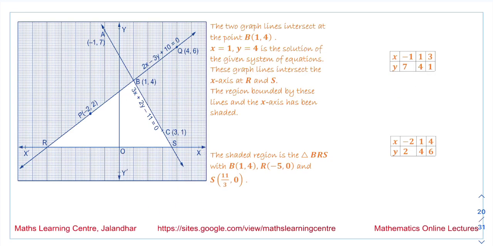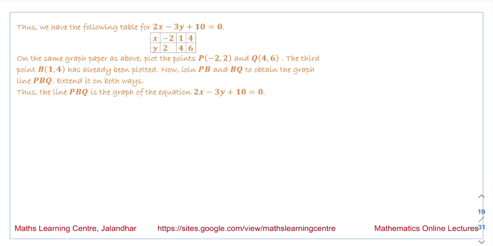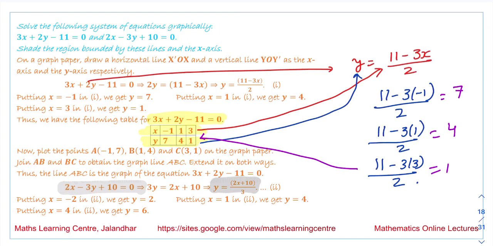Next, similarly for the second equation, 2x minus 3y plus 10 is equal to 0, we get y is equal to 2x plus 10 over 3. We have substituted different values of x: x is equal to minus 2, x is equal to 1 and x is equal to 4 to obtain different values of y. y is equal to 2, y is equal to 4 and y is equal to 6. You can substitute these values here and get these answers. So we have obtained this table, that corresponding to x we have these values of y.